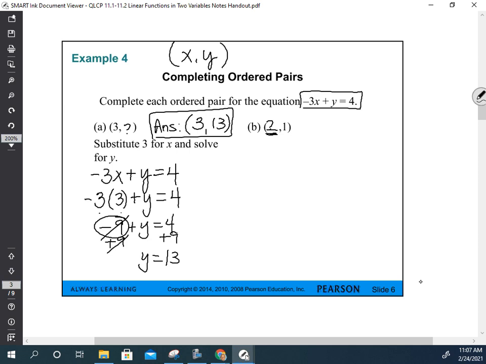Talk about the 3 and the 13. I mean, you can if you need to check your work, only if the directions tell you to. So if it just tells you to complete the ordered pair, that means you find the missing number, complete the ordered pair, and you can keep it moving. Now, if they said complete the ordered pair, then check the answer and make sure it worked, then you would plug both numbers back in to make sure it works.